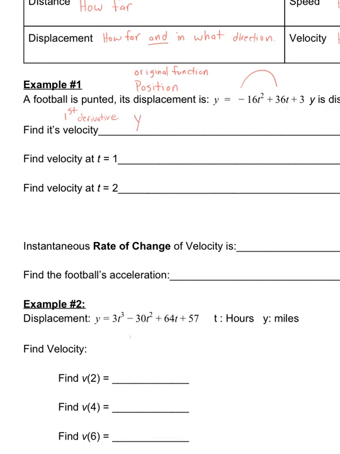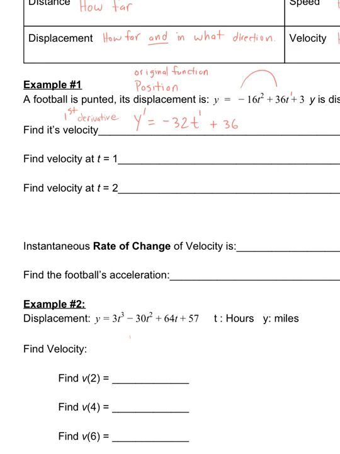So to find y prime, we use the power rule. We have the derivative of negative 16t squared. 2 times negative 16 is negative 32, t to the first. The derivative of 36t: there is a 1 right here, so the 1 times the 36 gives us plus 36 t to the 0, but anything to the 0 power is equal to 1, so we don't really need that t to the 0. And we know the derivative of 3 is 0. So our velocity function is negative 32t plus 36.